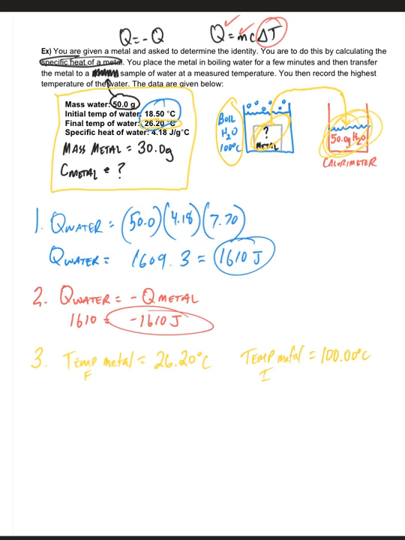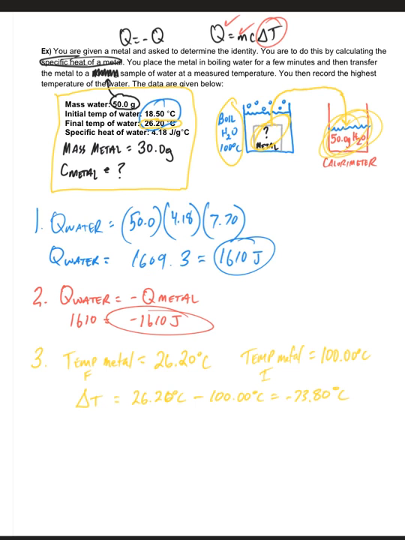Now that we have the final and the initial temperature, we can solve for the delta T of the metal. And we do that by final temperature, which is 26.20 degrees Celsius, minus initial, which is 100.00 degrees Celsius. And when I do 26.2 minus 100, we get negative 73.80 degrees Celsius, and that negative sign will come back into play, so make sure you keep that there for the time being.